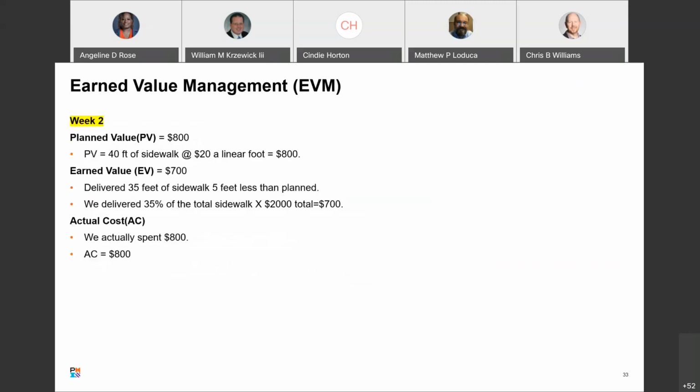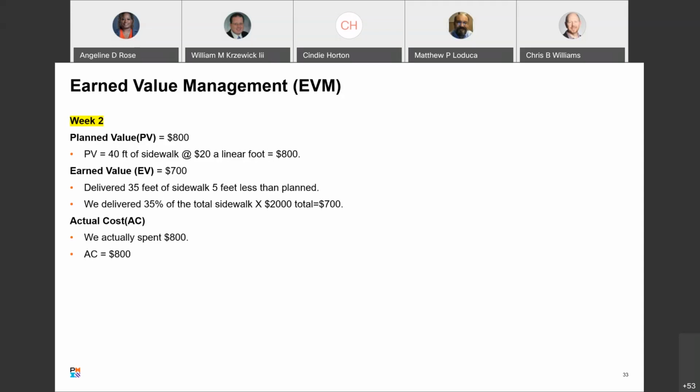We're now on week 2. So we know that our planned value, we put it out there that we want to have $800 in planned value. We want to have 40 feet of sidewalk completed at the end of week 2. And our PV is $800. How do we do? Earned value. At the end of week 2, we had $700 in earned value. And you're like, uh-oh, we missed it. What happened? We only delivered 35 feet of sidewalk, and that's 5 feet less than we planned.